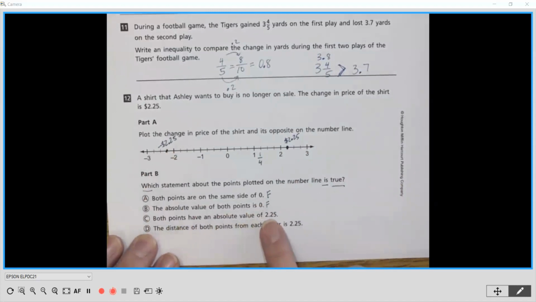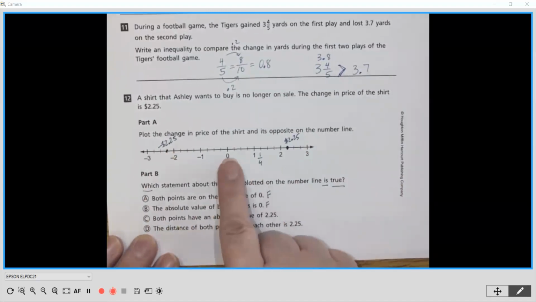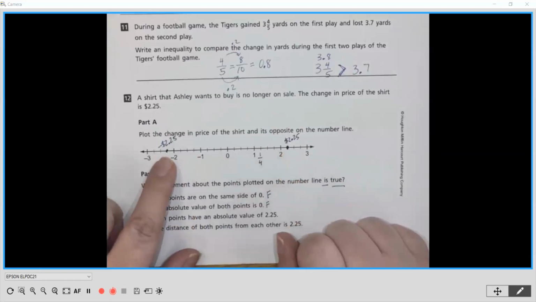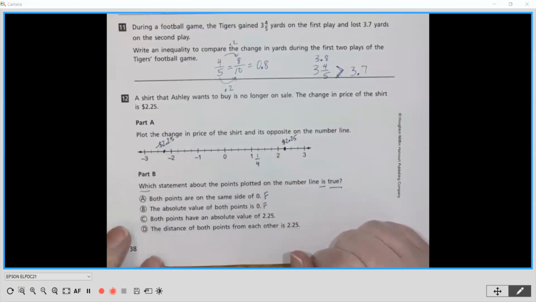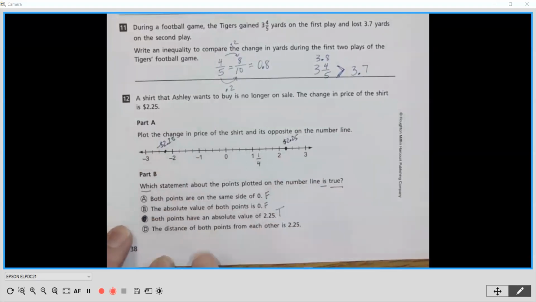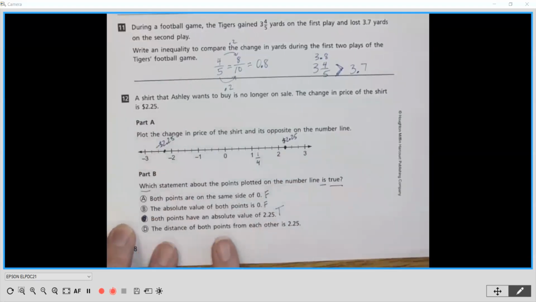Okay, letter C, both points have an absolute value of 2.25. This is correct. Both points are 2 25/100 away from 0. This one is 2 25/100 away from 0 to the right. This point is 2 25/100 away from 0 to the left. So this is true. And just to be thorough, we're always going to check D, just in case we got tricked on C. The distance of both points from each other is 2.25.